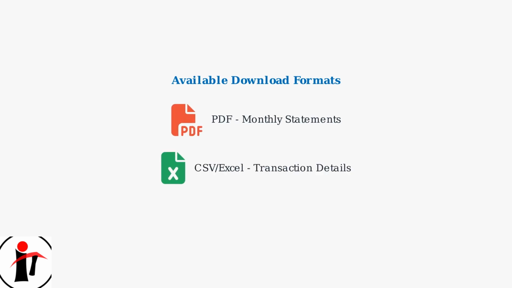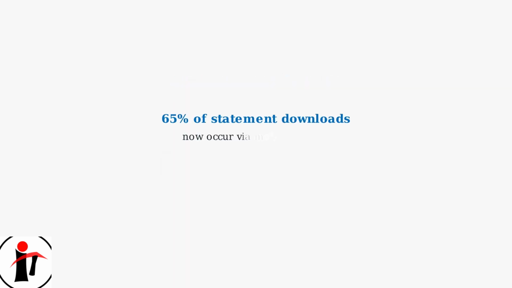You can download PDF files for complete monthly statements or CSV and Excel files for detailed transaction data that can be imported into accounting software. As of 2025, 65% of PayPal statement downloads occur via mobile devices, making the mobile app an increasingly popular and convenient option for accessing your financial records.